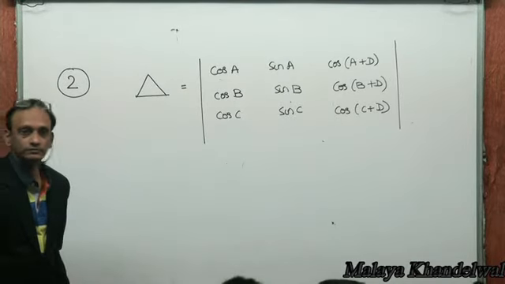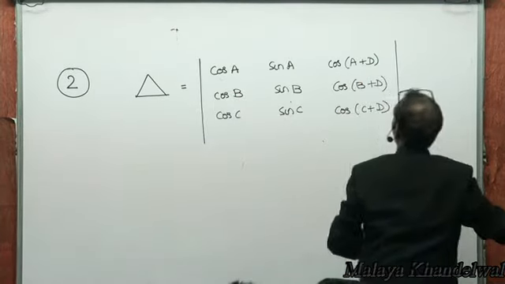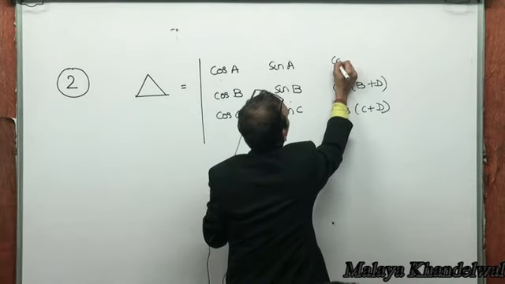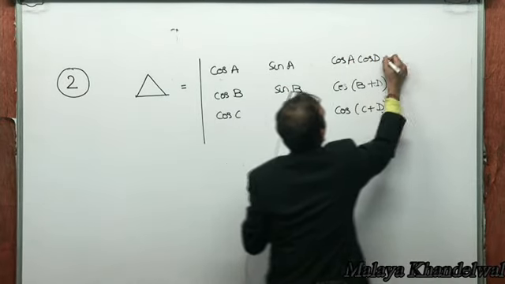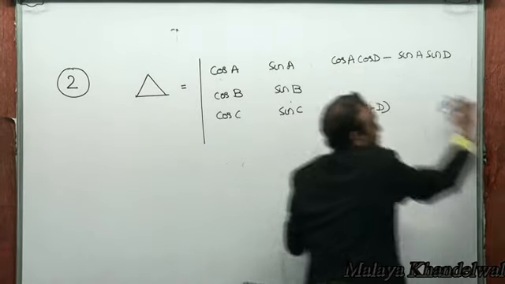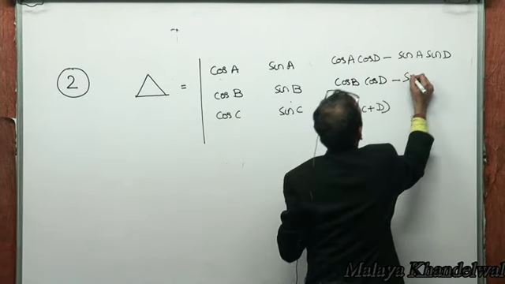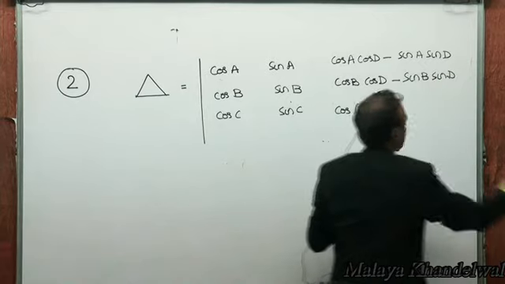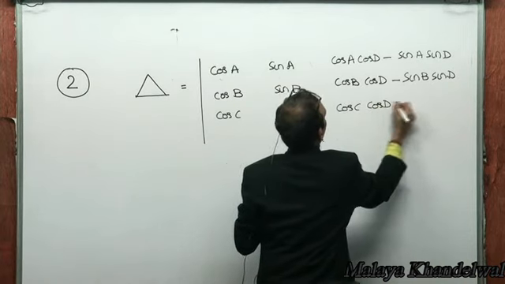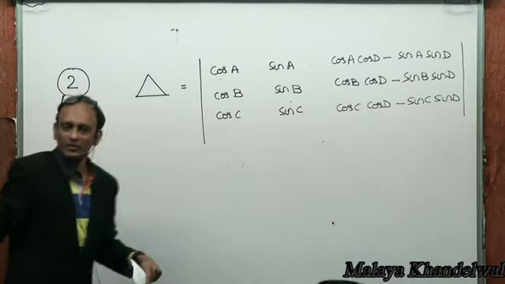This is fairly simple because I could have expanded this: cos A cos D minus sin A sin D, etc. Similarly, this is cos B cos D minus sin B sin D. And then you can break it up into two determinants, right?